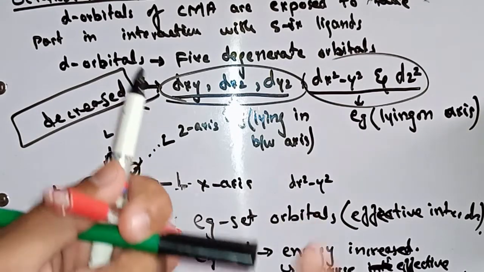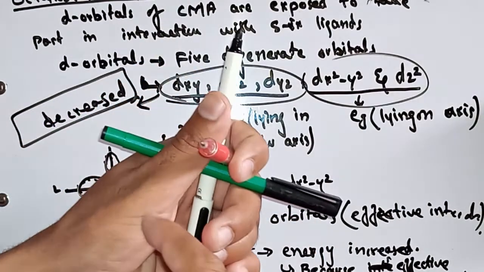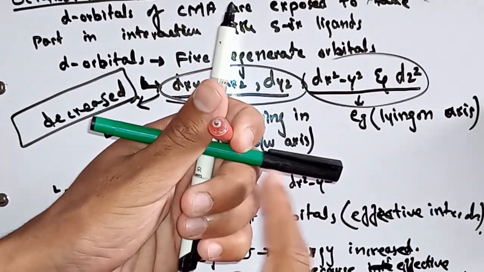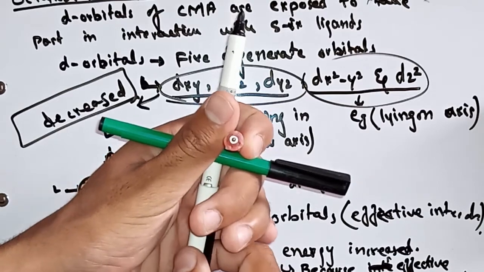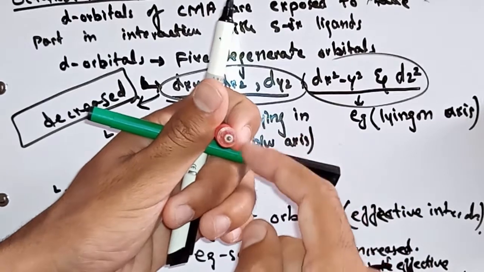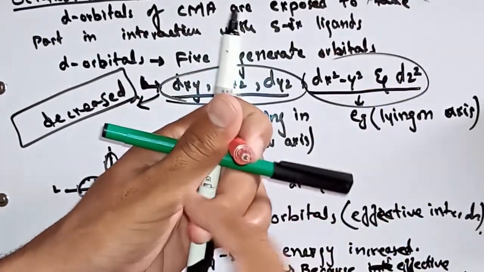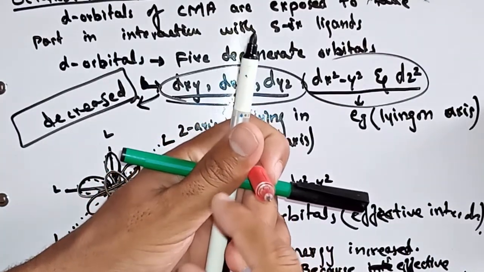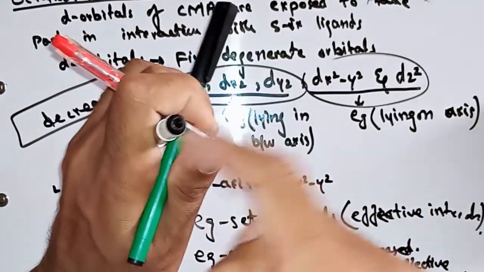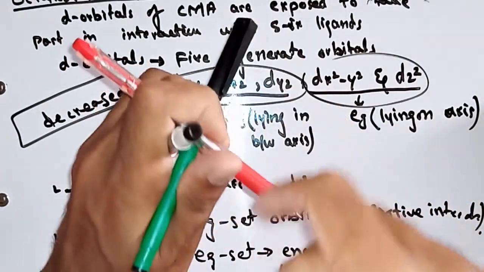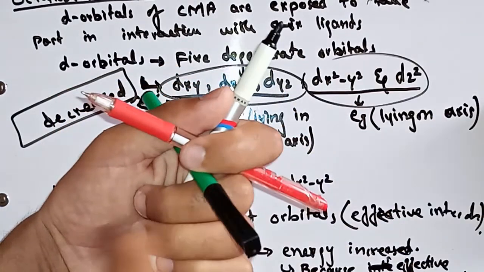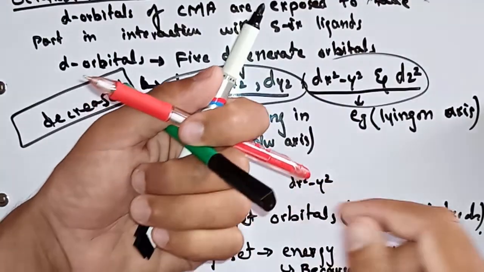So that is the x-axis, that is the y-axis, that is the z-axis. The red pen is the z-axis, the green pen is the x-axis, while the white pen is the y-axis. So the dxy orbital will be here, the dxz will be here, with x and z, while the dyz will be here, with y and z, one lobe here, one lobe here. So it will be like that.